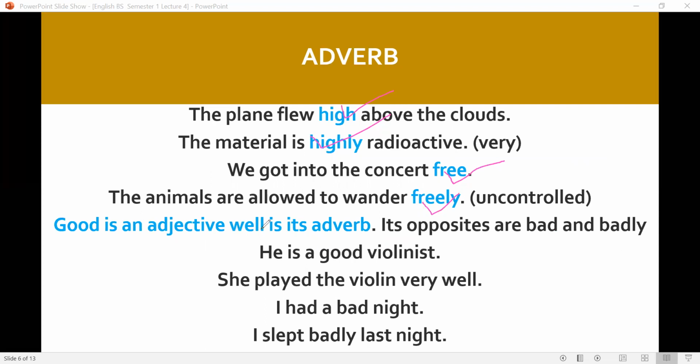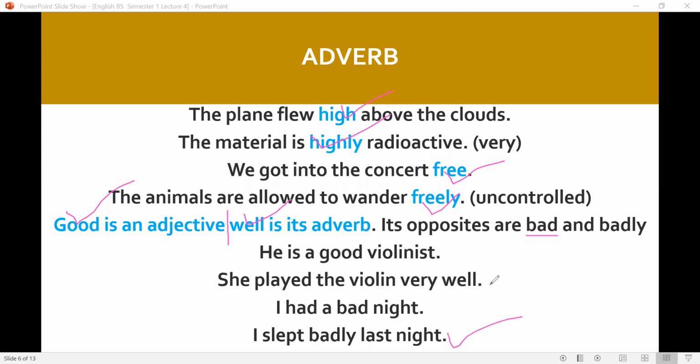Good is an adjective and well is its adverb. See this: good is an adjective, and when we use it in the form of well, it becomes an adverb. Its opposites are bad and badly. The opposite of well is badly, and the opposite of good is bad. He's a good violinist. He played the violin very well. I had a bad night. I slept badly last night.